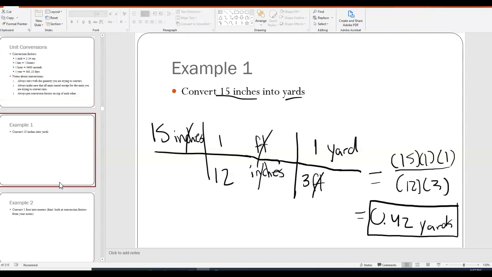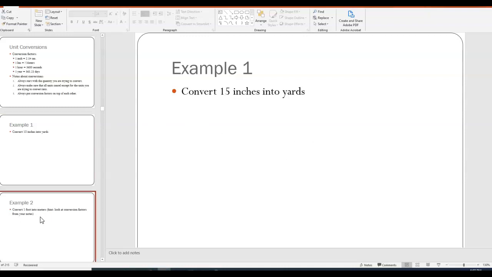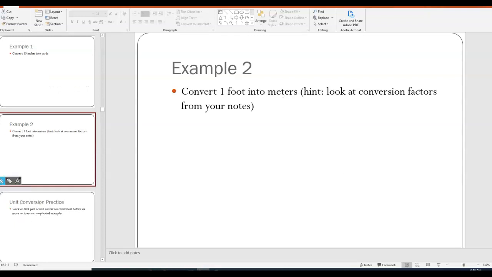Alright, now we're going to do one more example. I want you to try to do example 2 on your own. Pause it here if you need to finish writing down example 1, and then I'm going to erase this. Okay, here is example 2. Example 2 says, convert 1 foot into meters. Hint, look at conversion factor from your notes.